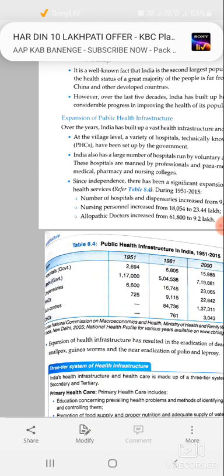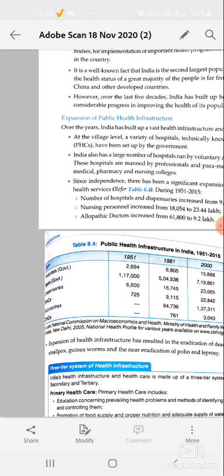Community health centers: no community health center in 1951, increased to 761 in 1981, 3,000 community health centers in 2000, and in 2014-15 it reached 5,396. In the next class we will talk about the three-tier system of the health infrastructure, then the role of the private sector, and we will discuss more in the next class.